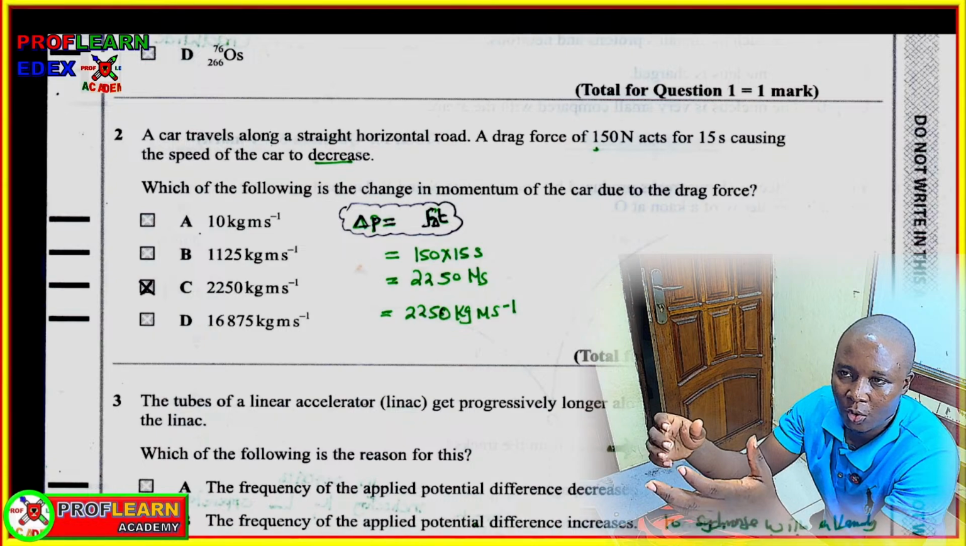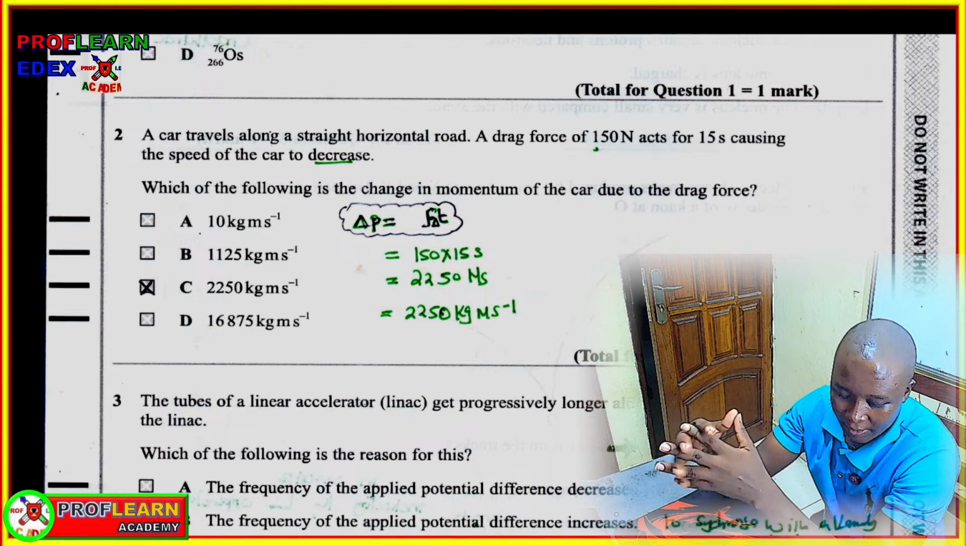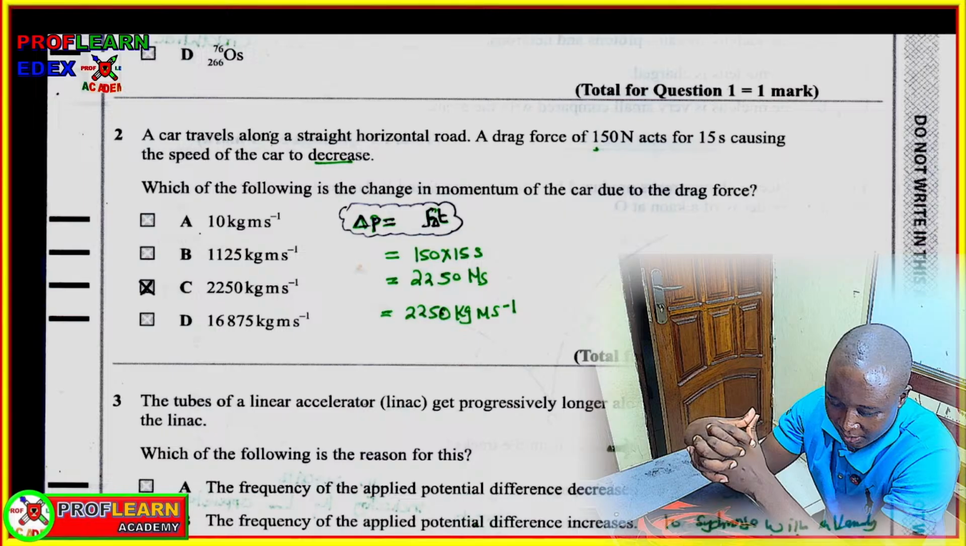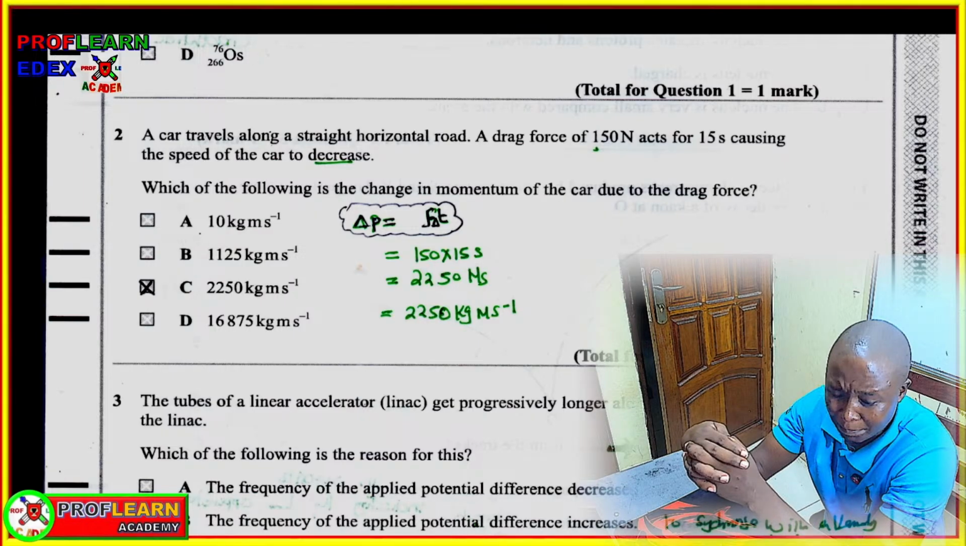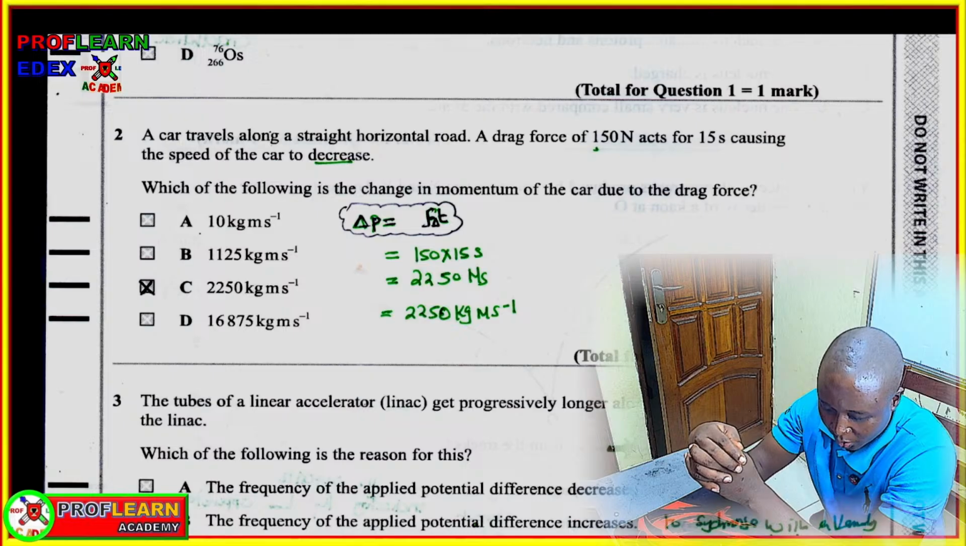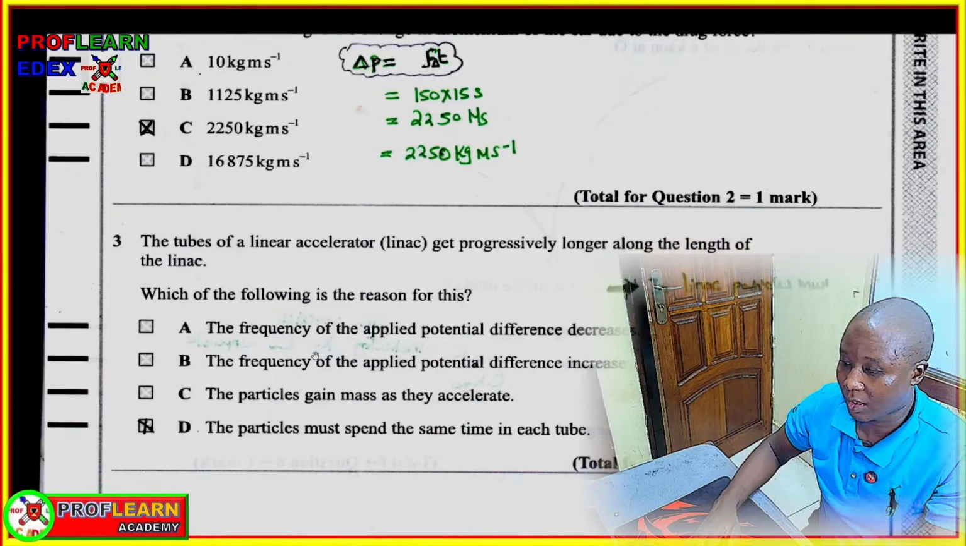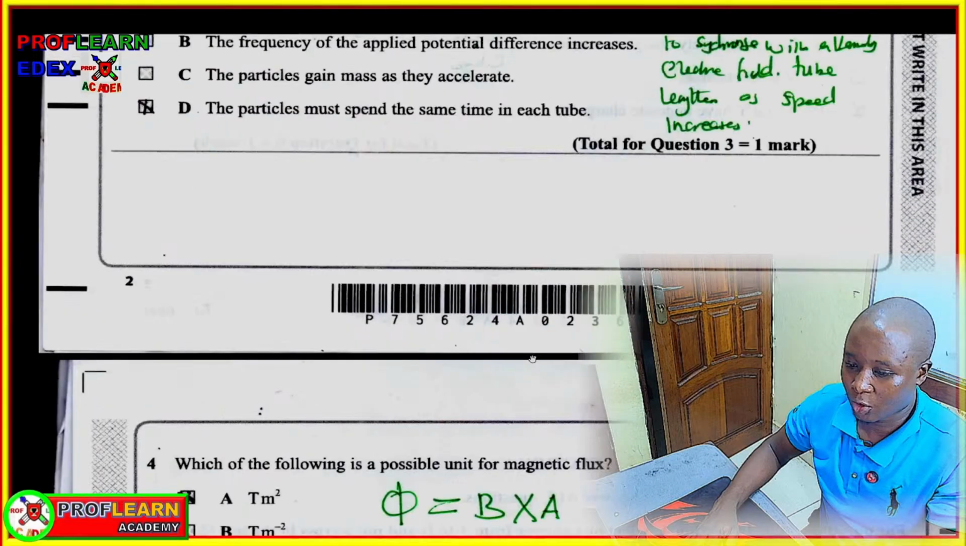So that is to ensure that the particles spend the same time within a given tube. So, synchronized. Since the speeds keep increasing, the lengths must be longer so that the particles spend the same time within the tube.